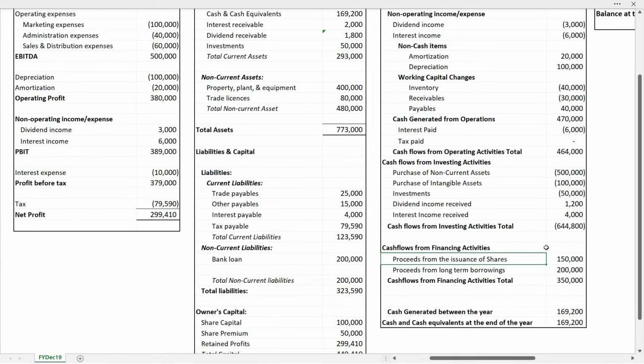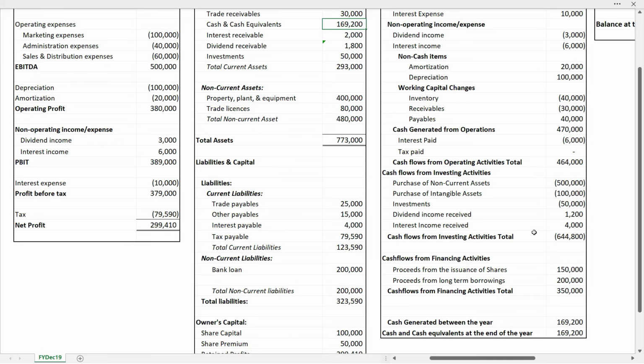And there is a very simple answer. My cash and cash equivalents value was also available in the balance sheet, and you can see it here. Cash and cash equivalents 169,200, and you have the same value that you have calculated here in the cash flow statement. So we can almost assume that everything here is absolutely correct, and that is why these two values have matched each other. So we have prepared our cash flow statement very easily.